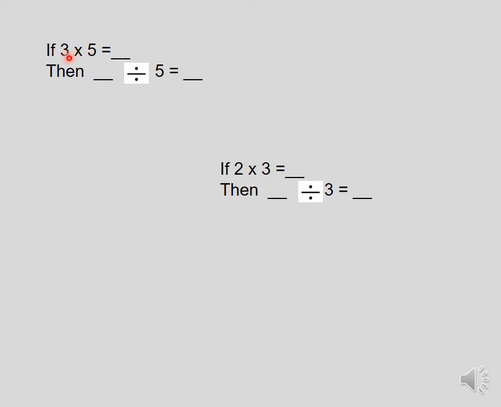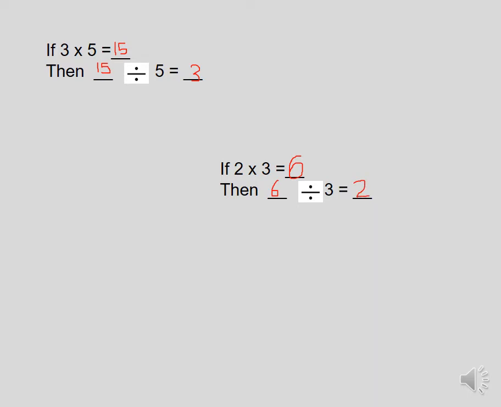So if 3 times 5 is 5, 10, 15, then 15 divided by 5 must equal 3. So we'll write 15 here. 15 divided by 5 equals 3. Okay, we are using the same 3 numbers for both of these number sentences. So if we know that 2 times 3 equals 6, then 6 divided by 3 must equal 2, okay?